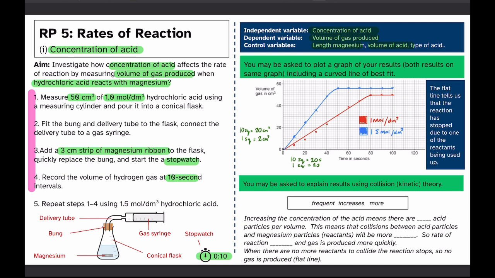So we are going to repeat steps 1 to 4, but this time we're going to use a different concentration of acid. We're going to put that in pink because that is going to be our independent variable. So this time we're going to use 1.5 molar hydrochloric acid. Again, if you write a method for this, it does not matter about the concentrations that you give. You just have to use 2 different concentrations.